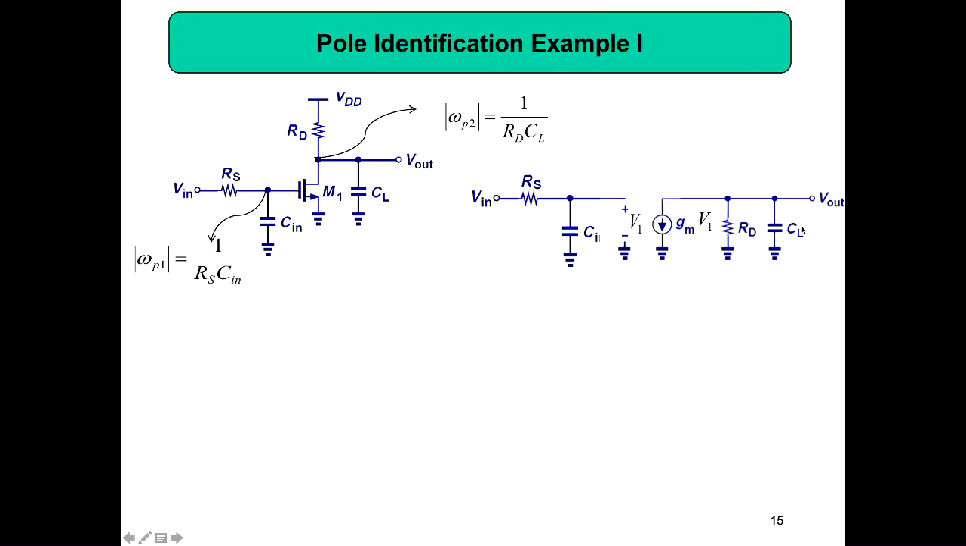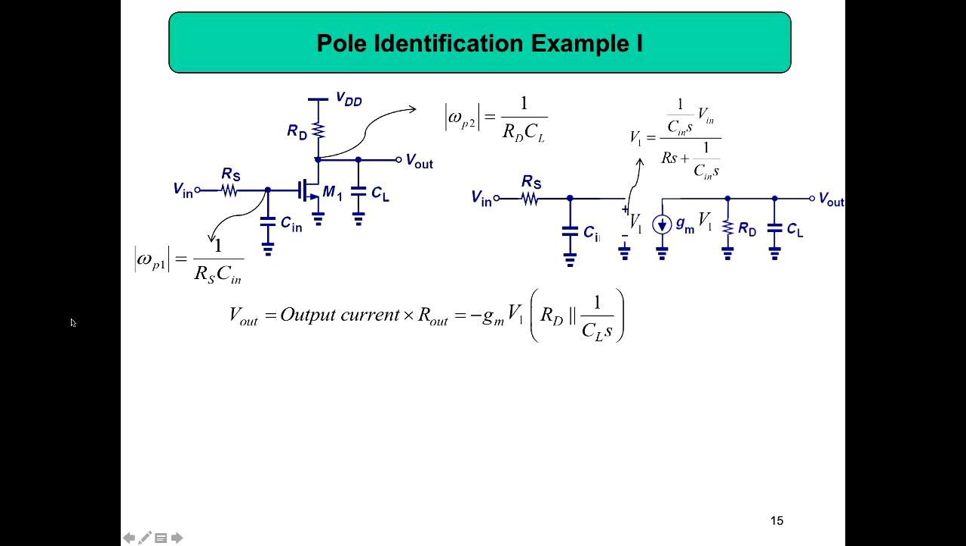Now, how do we write down the equation? What is the value of V1? If this is V in, we have to take into account the impedance of this capacitance. So V1 equals 1 by Cin S into V in, divided by Rs plus 1 by Cin S, because that is the voltage here, where 1 by Cin S equals 1 by 2 pi F Cin. Then your output equals output current into output impedance, which is minus Gm into V1 into Rd parallel 1 by CLS. You already have the value for V1, so you can substitute V1 here.